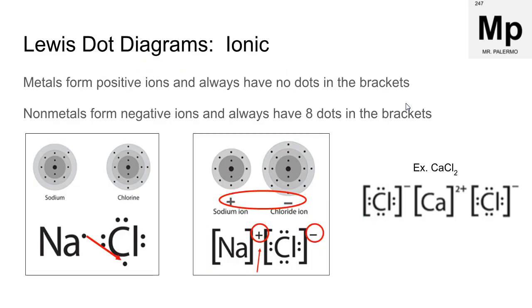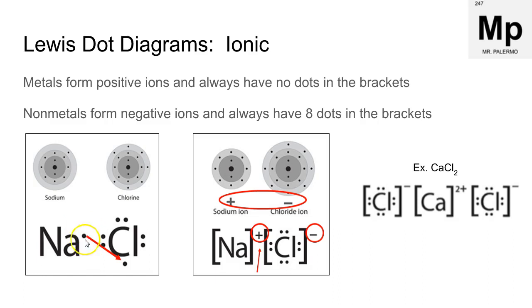In our Lewis dot diagrams, looking at the ionic diagrams, recall that metals form positive ions and they have no dots and brackets, as we have here. And nonmetals form negative ions and they always have 8 dots in their brackets. Because the metals are losing their valence electron, we call ionic compounds a transfer of electrons from the metal to the nonmetal. So the metal is losing this valence electron and it's being transferred over to the nonmetal. So they both get a full valence shell.